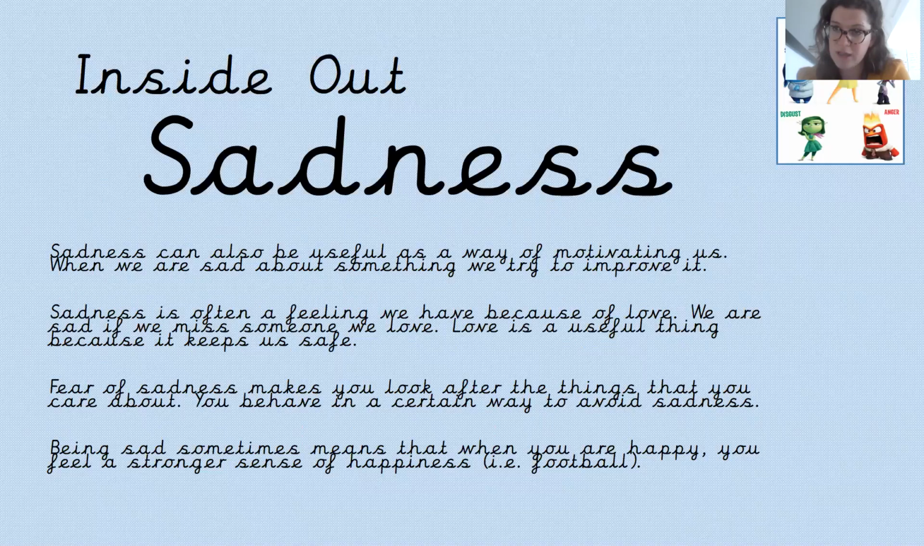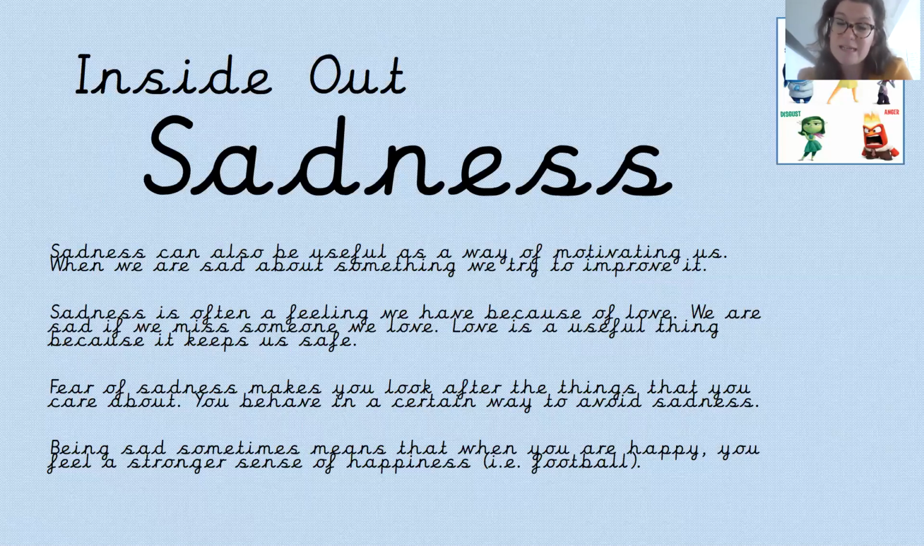One good thing about sadness is that it motivates us as well. If we feel sad about something, then we try to improve it and we try to make it better. Sadness is something that we often feel because of love. We're sad if we miss somebody or something that we love. And love is a very useful thing to feel because it keeps us safe. The people who we love look after us. So maybe you can think sadness is useful because sadness is the other half of love, and love is very useful.